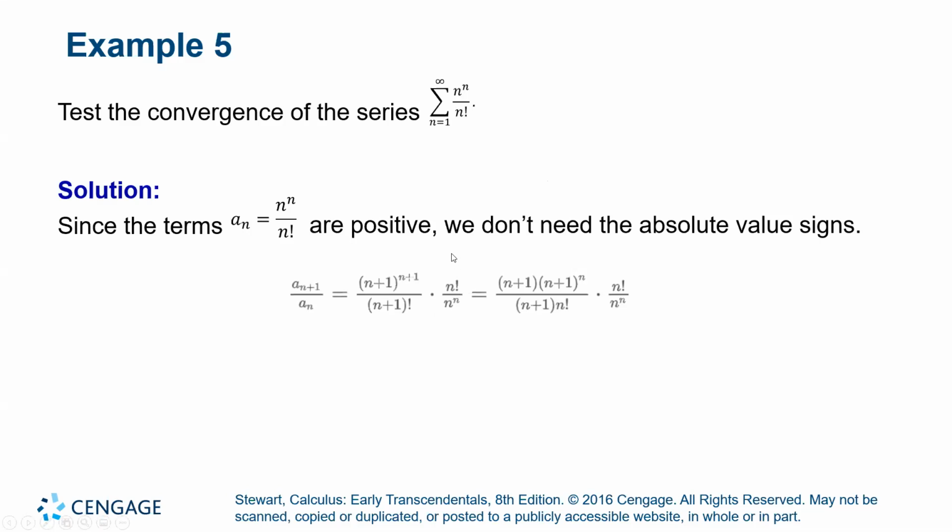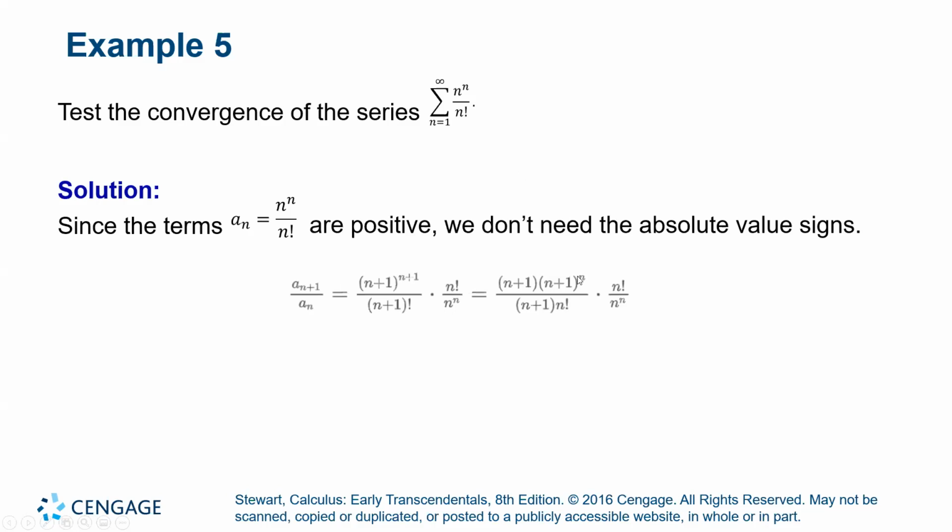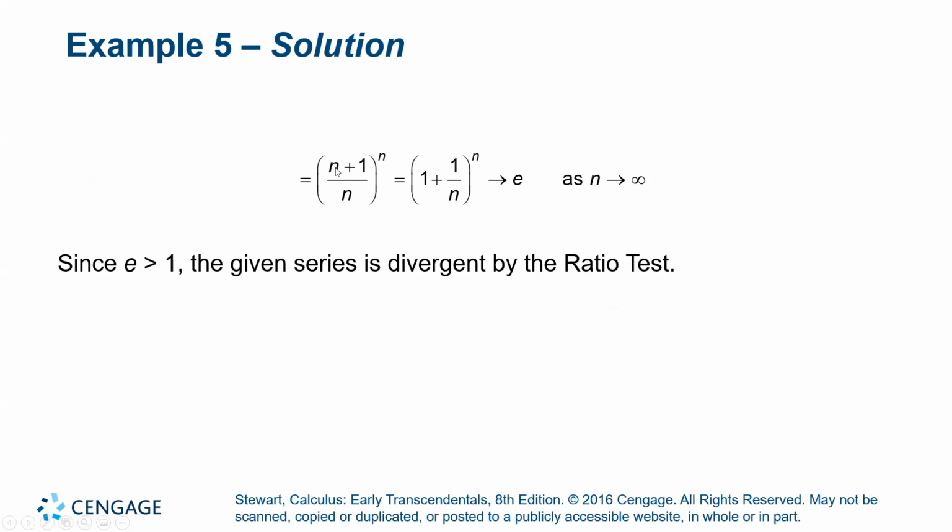Now, if we work that out and simplify it as much as possible, pull out one of the n plus 1s from this top here. So n plus 1 times n plus 1 to the n. And then in the bottom, pull out the n plus 1 from the factorial, and you're left with n plus 1 times n factorial. The purpose of rewriting it like this is so that we can see that both of the terms that had the power n plus 1 to the power n and n to the power n can be brought together into one fraction as n plus 1 over n to the power n.